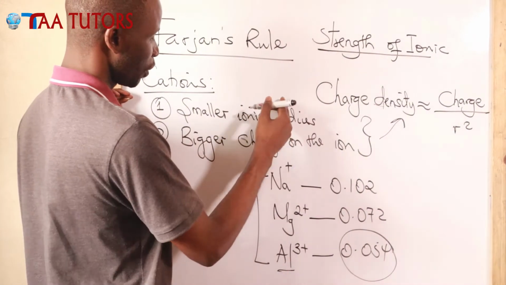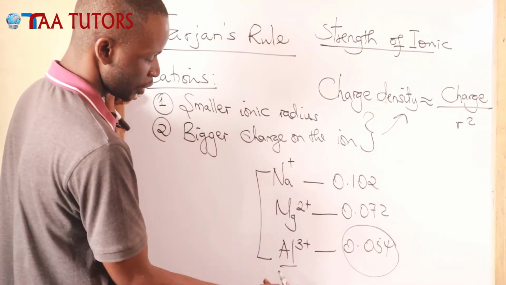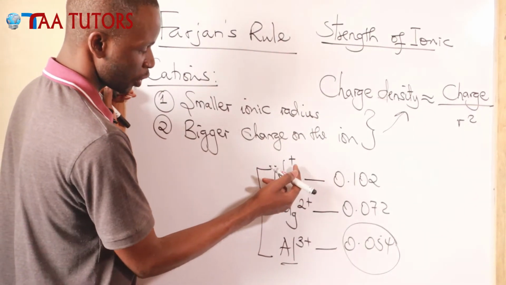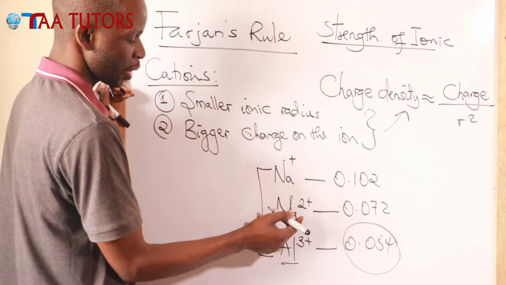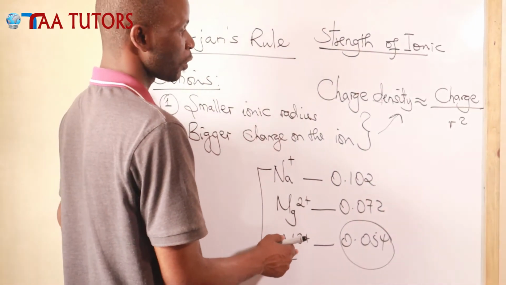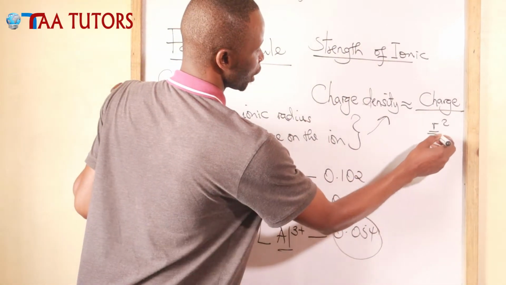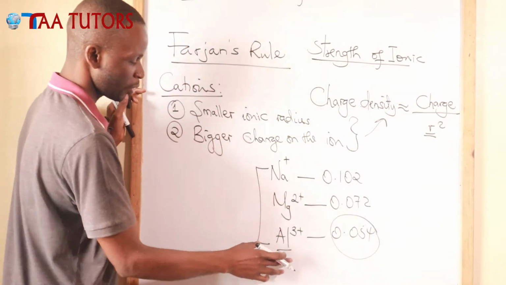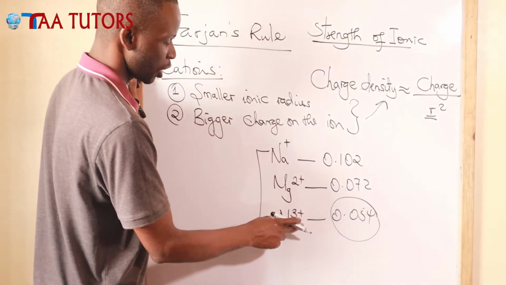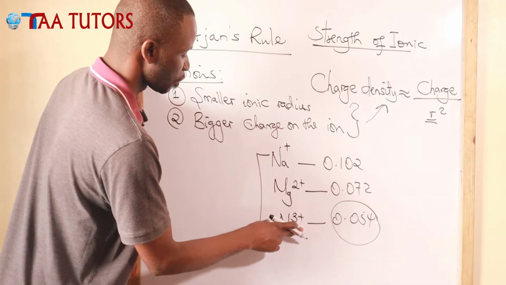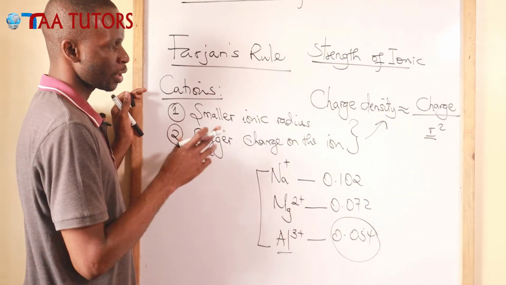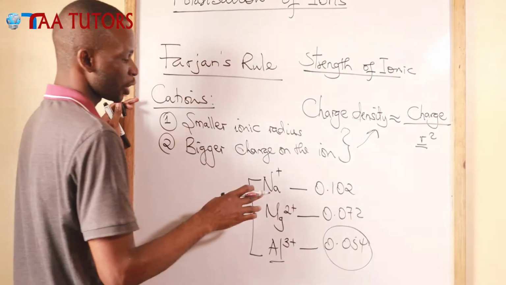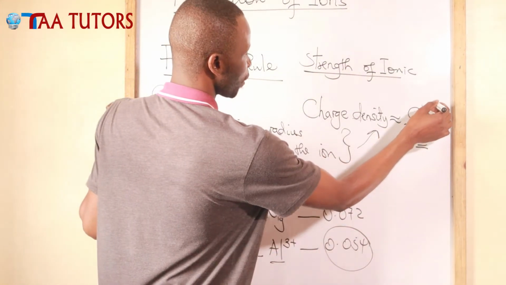So we realize that comparing the sizes of these ions, the aluminum ion has the smallest ionic radius. According to what we have said, in this period, sodium, magnesium, and aluminum, aluminum will have the smallest radius, and I said the smaller the radius, the bigger the charge density. So in terms of radius, the aluminum ion will be the one that has a stronger polarizing power.